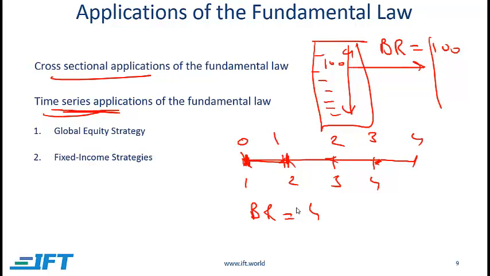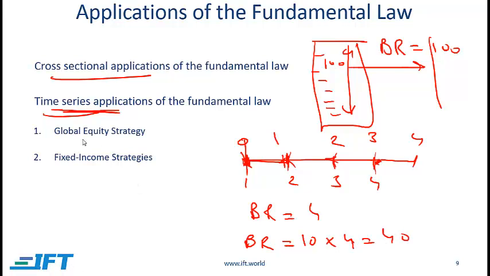Now, sometimes these two might be combined in the sense that we might be making 4 decisions over time, and every time we are making a choice between, let's say, 10 securities. So we are deciding to take a position in 10 securities and we need to decide the 10 weights at each of these points in time. Then the breadth of the strategy, assuming that all our decisions are independent and uncorrelated, would be equal to 10 times 4, which is 40.